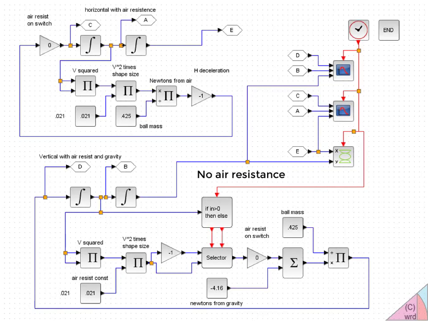Let's run our model first with air resistance turned off. Up in the horizontal section, we just turn off any modification of velocity. Down in the vertical section, we turn off air resistance and leave gravity on. Starting displacement is 0 for both x and y.